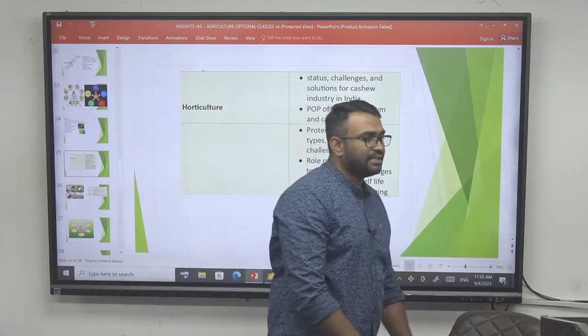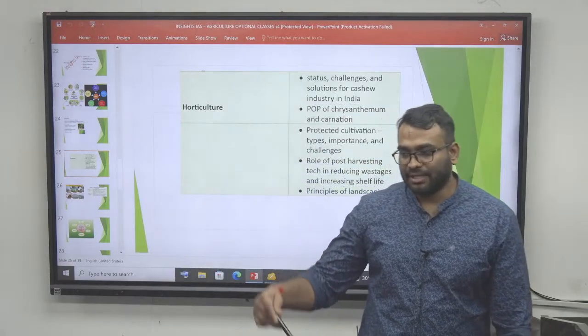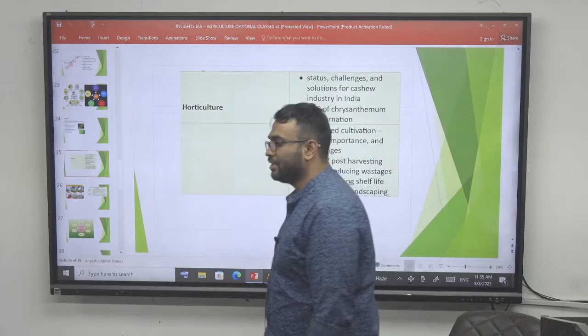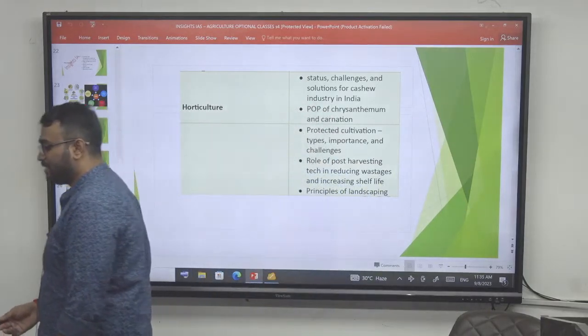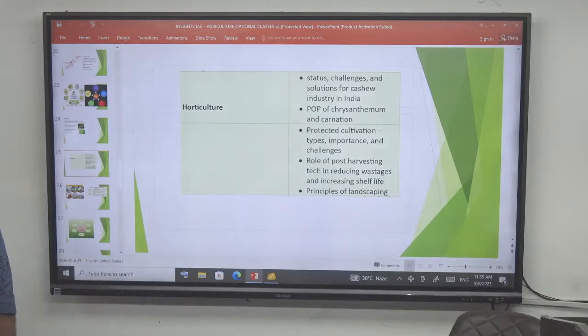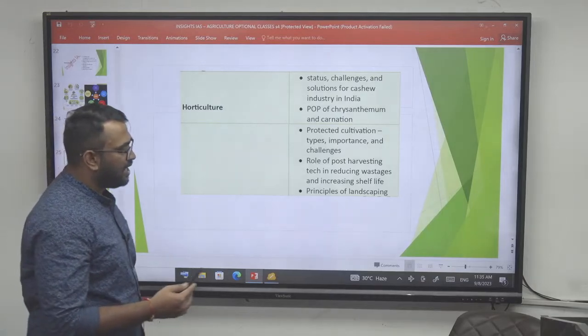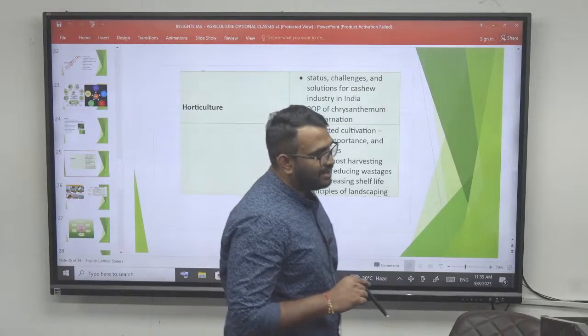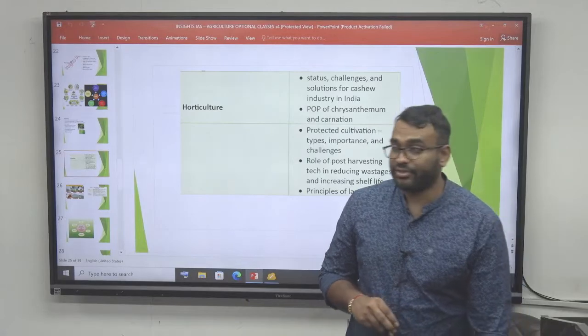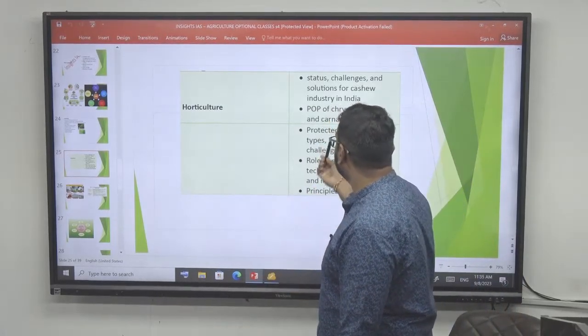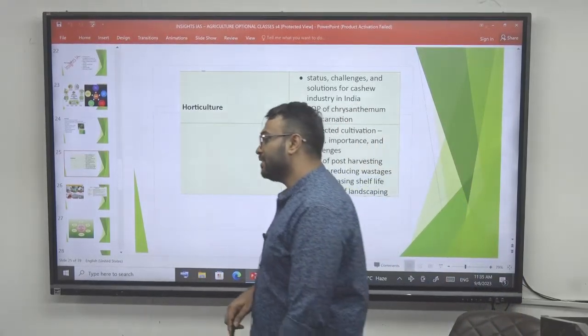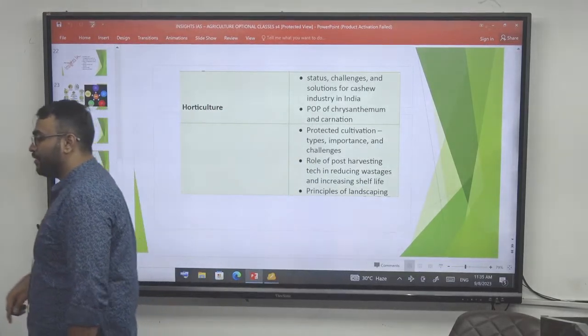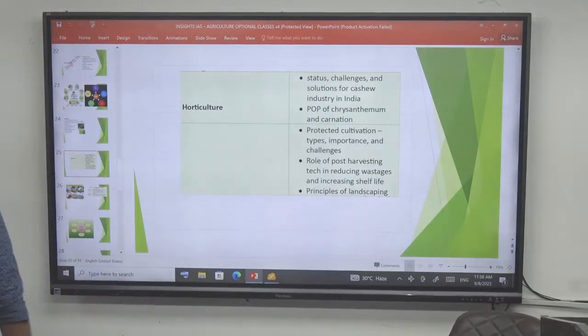Under protected cultivation, we have many types. For example, corrugated, shade net, greenhouse, low tunnel technique, and then we have plastic greenhouses. N number of types are there. At least understand the major types of protected cultivation. And in fact, you won't believe that protected cultivation is present in the NCERT itself. So if you go back to that NCERT, read that document.